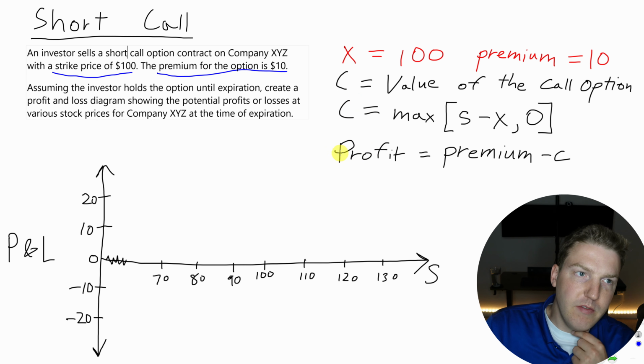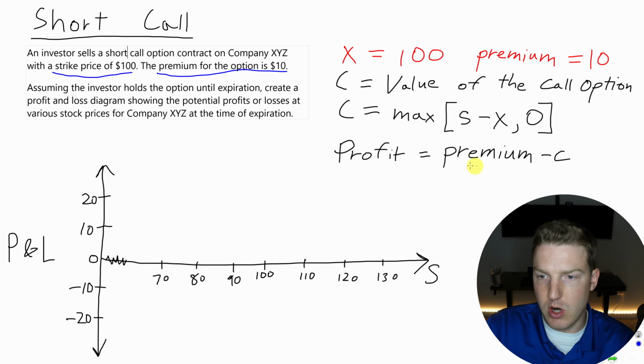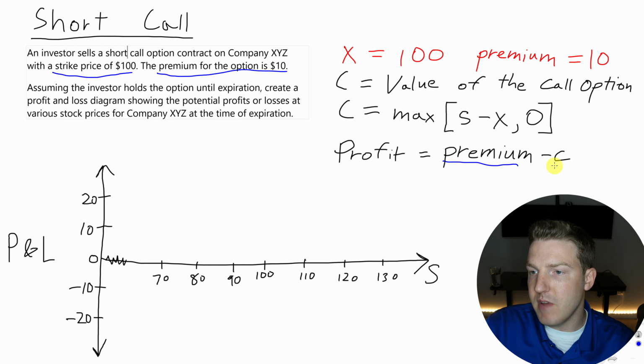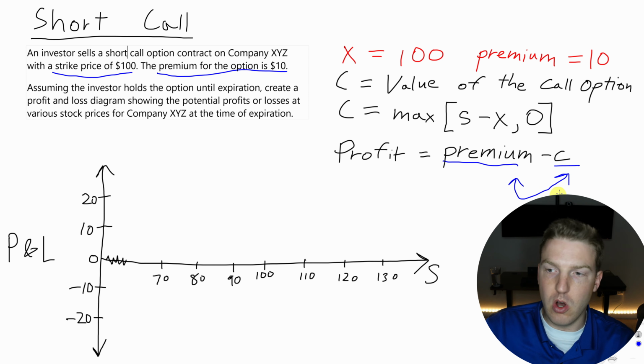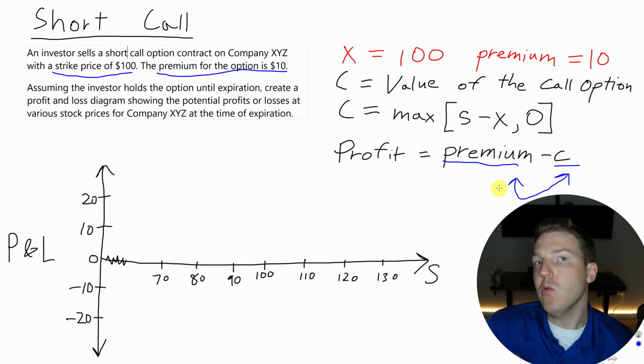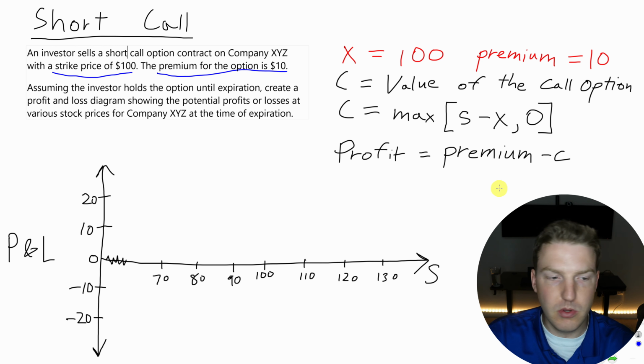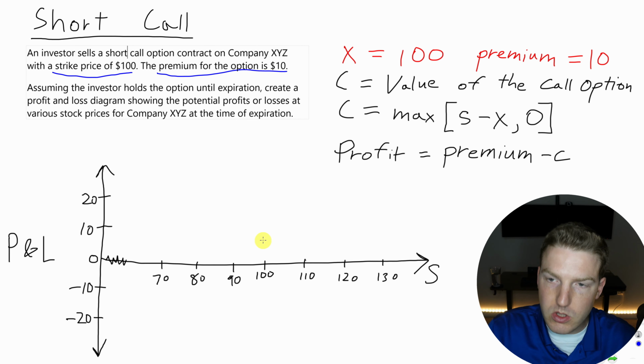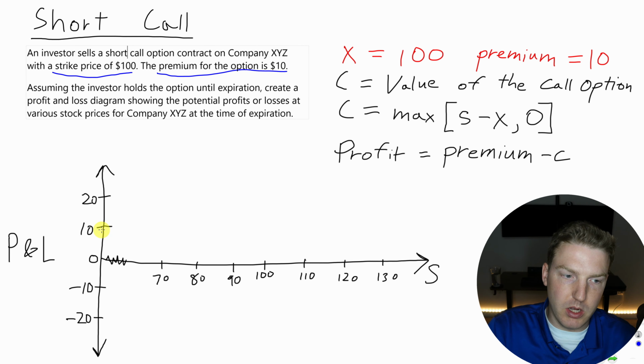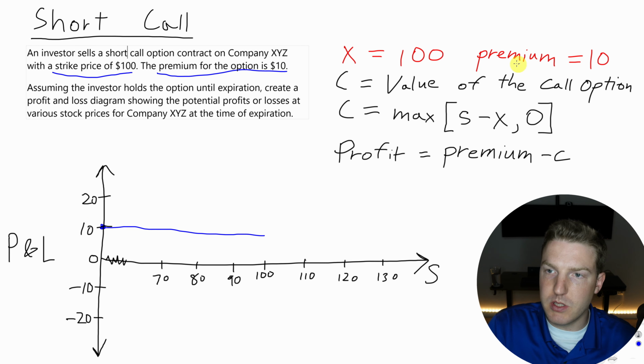But this time, the profit to the short side of that contract is the premium minus the value of the call. This is the reverse of what we saw on the long side of the call, which was the value of the call minus the premium. So basically, whatever one side of the contract loses, the other side gains. And this is going to be quite simple now that you know how the long call works. So if I'm selling this call, I'm up $10. Unless the stock price goes past $100, I am up $10. I've gained $10 because I sold this call option for $10.